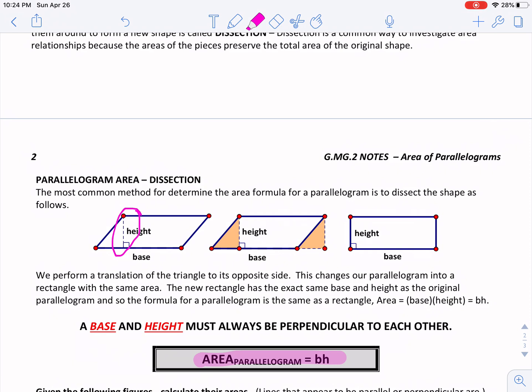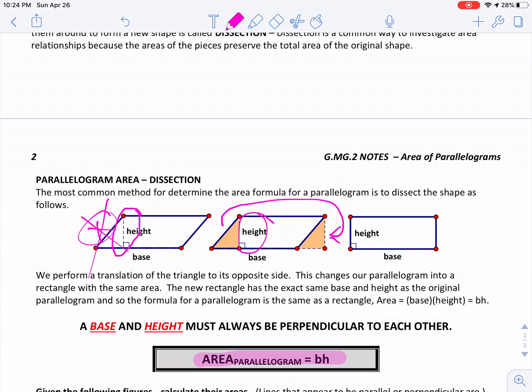But our height is not the slant right here. It's not this side. It's right here. It's that perpendicular distance going up and down. They also give you a little visual proof here because they take this little triangle right here and pop it right there, and now you get a nice rectangle as you go to the side.